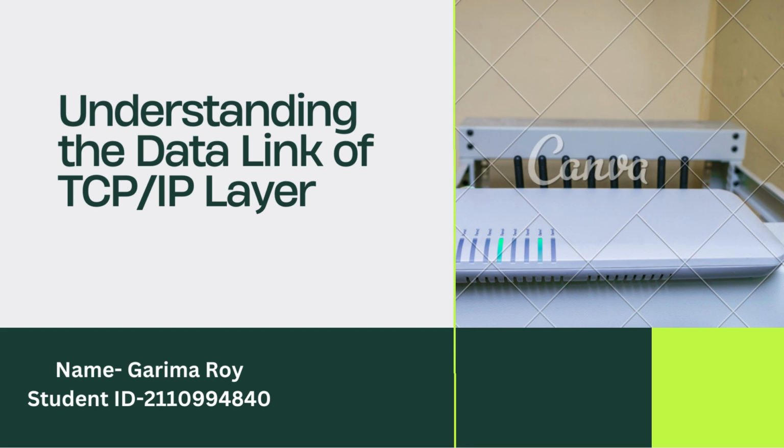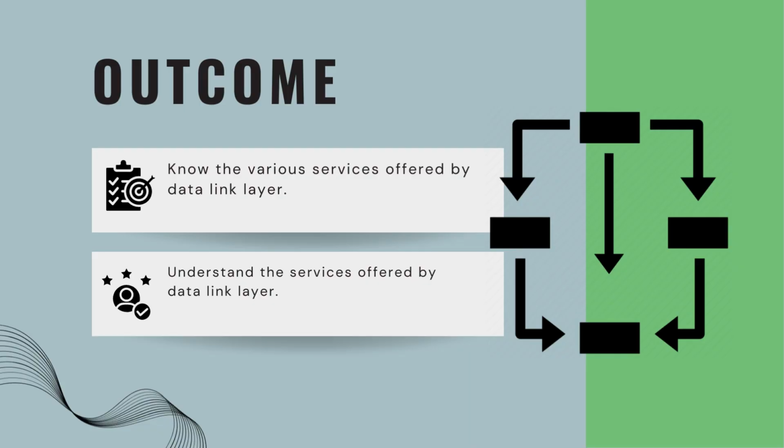The data link layer is a crucial component of the networking stack, responsible for managing data transmission over the network. The data link layer provides a variety of services that enable reliable and efficient communication between devices. These services include framing, physical addressing, flow control, error control, and access control. By the end of this presentation, you should have a clear understanding of the various services offered by the Data Link Layer.